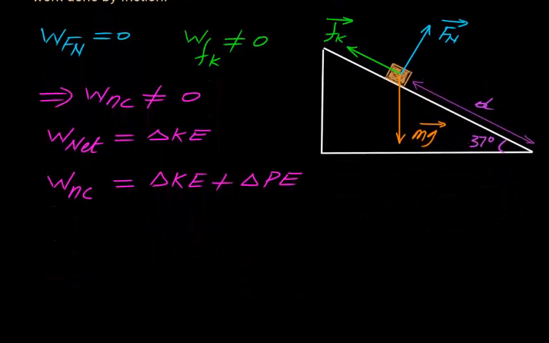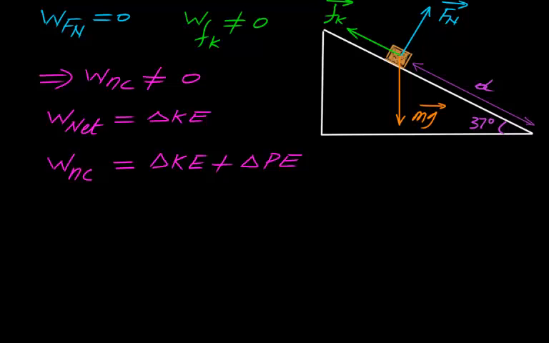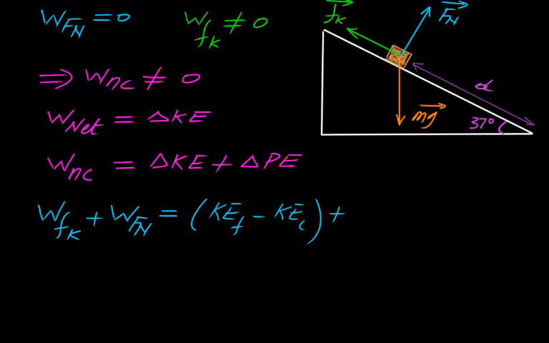Now let's detail this equation a little bit more. The work done by the non-conservative forces includes the work done by the friction, which is kinetic friction, plus the work done by the normal force. This is going to equal KE final minus KE initial plus PE final minus PE initial. As I said earlier, the work done by the normal force is equal to 0, and the only quantity left on the left-hand side of this equation is the work done by the friction force, which is what we are trying to solve for.